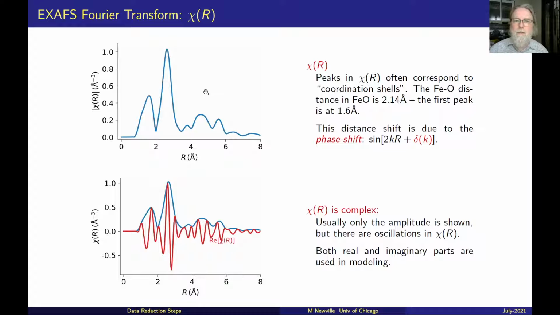In addition, we've done the Fourier transform where we plotted a function that's positive definite, the magnitude of the Fourier transform. But the Fourier transform is complex. And usually only the amplitude is shown like this, but actually the data has these oscillations in it. And when we do any analysis with the data, we're going to analyze the real and imaginary components, not simply the magnitude. So that actually means that a fit that might look like it's not perfect in the amplitude is actually very good in the real or imaginary parts. So we need to use both of those in modeling the data.